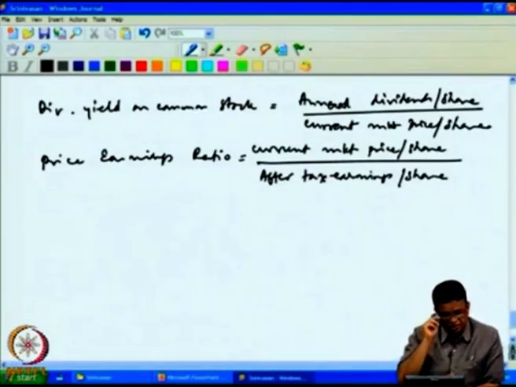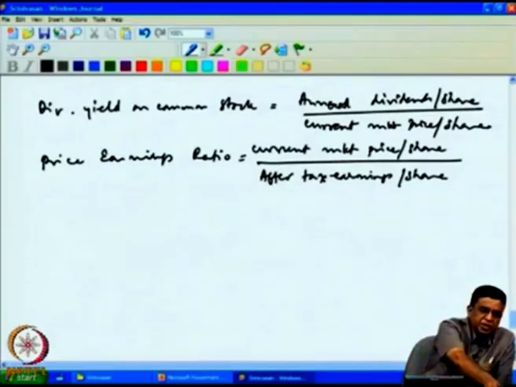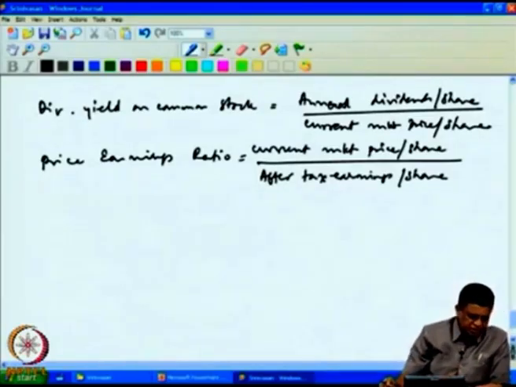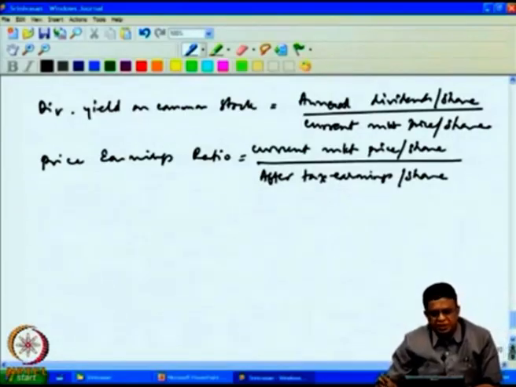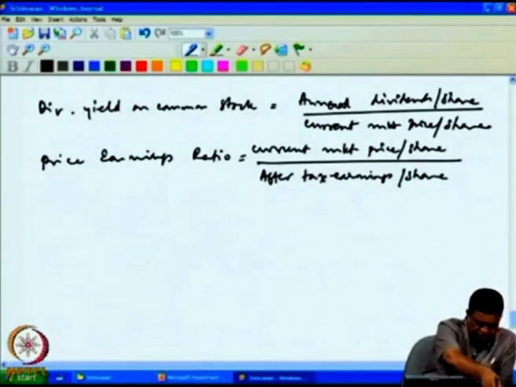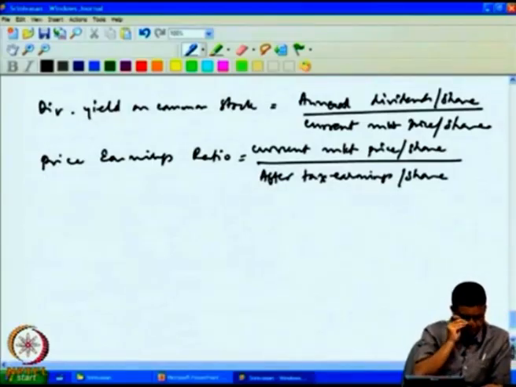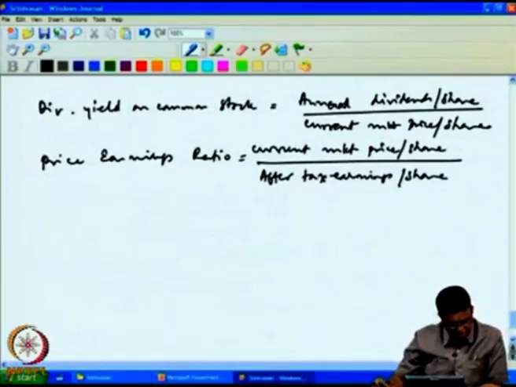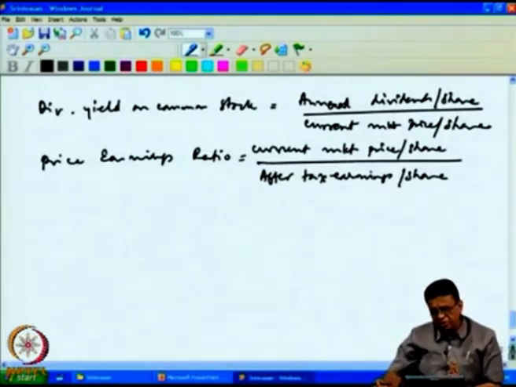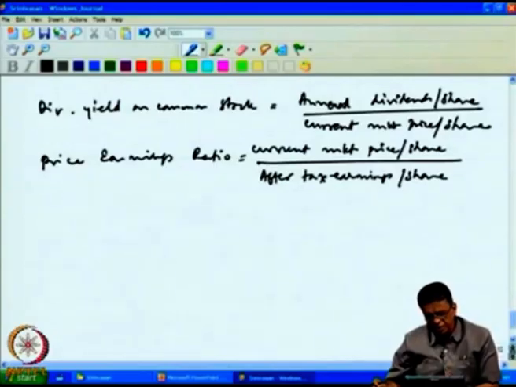share earnings cross a particular level, you may have to pay tax to the government. So, after tax earnings per share, what does this give you? It tells you faster growing or less risky firms tend to have higher price earnings ratios than do slower growing or more risky firms. So, this is something which you should keep in mind.